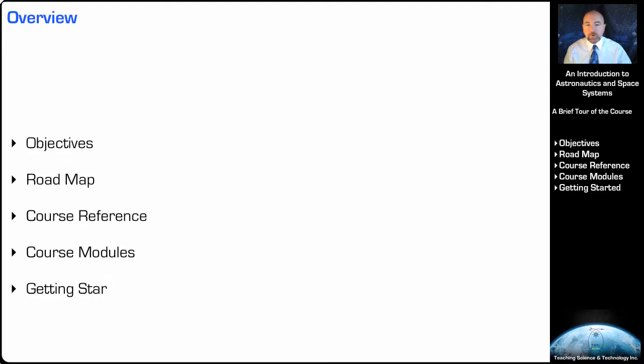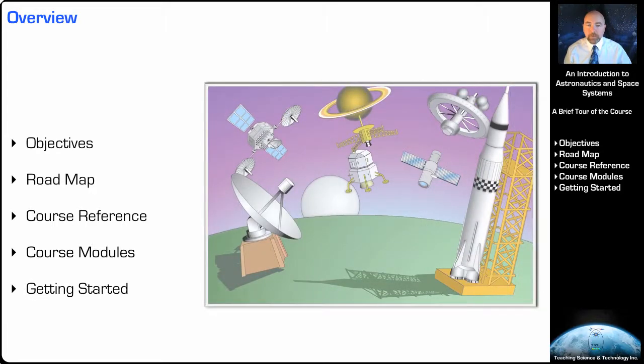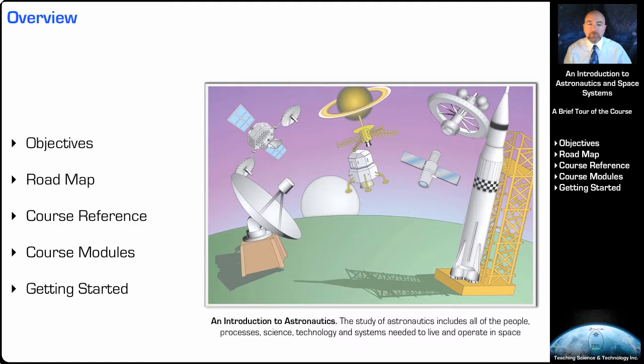In this introductory lesson, I'll start by going over the course objectives, then give you a big picture map of how the course is organized to meet those objectives, and the primary references we'll use. Next, I'll describe the different learning modules that you'll use throughout the course to tackle the topics. And finally, I'll describe the steps you'll need to get started learning today.